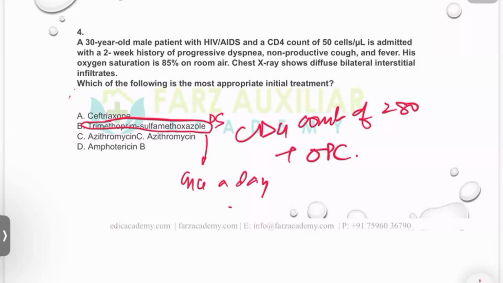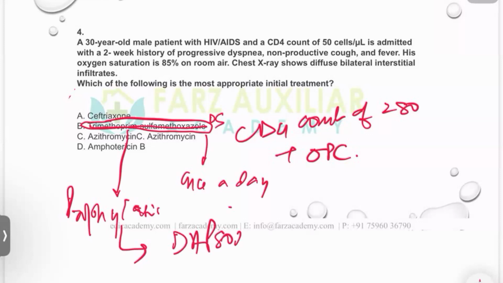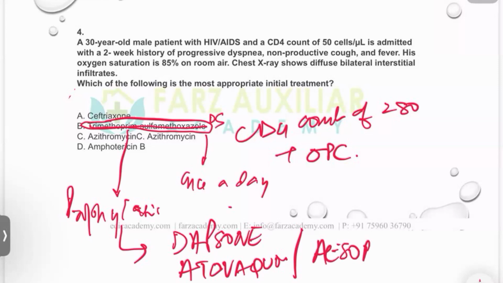If you cannot use trimethoprim sulfamethoxazole, the other agent for prophylaxis is pentamidine. I think it's okay. Dapsone is one. Atovaquone is two. And yes, aerosolized pentamidine is another. Aerosolized pentamidine. Is that fine?